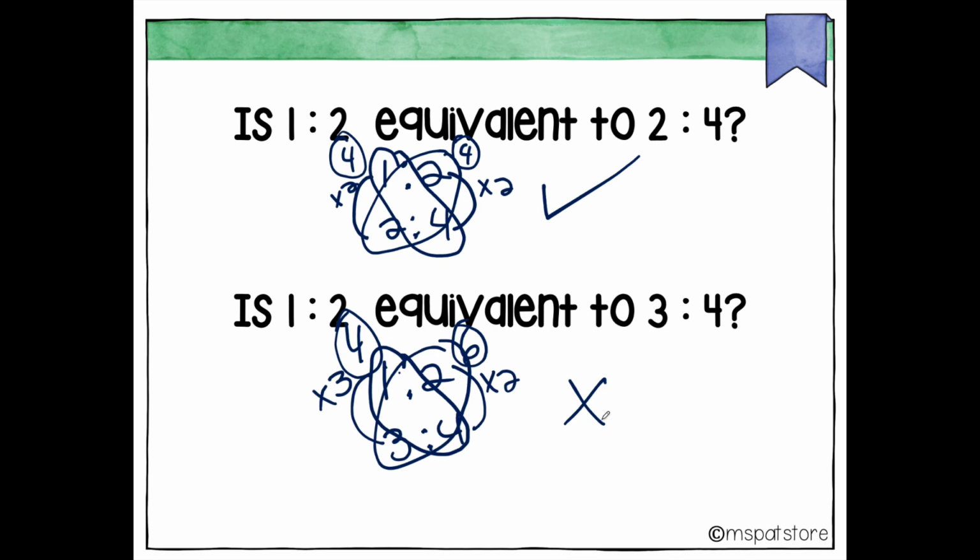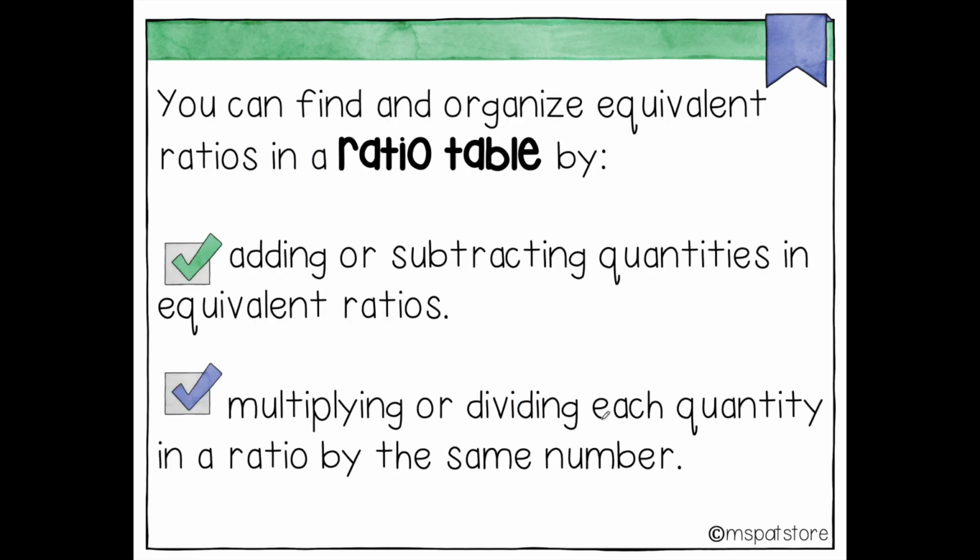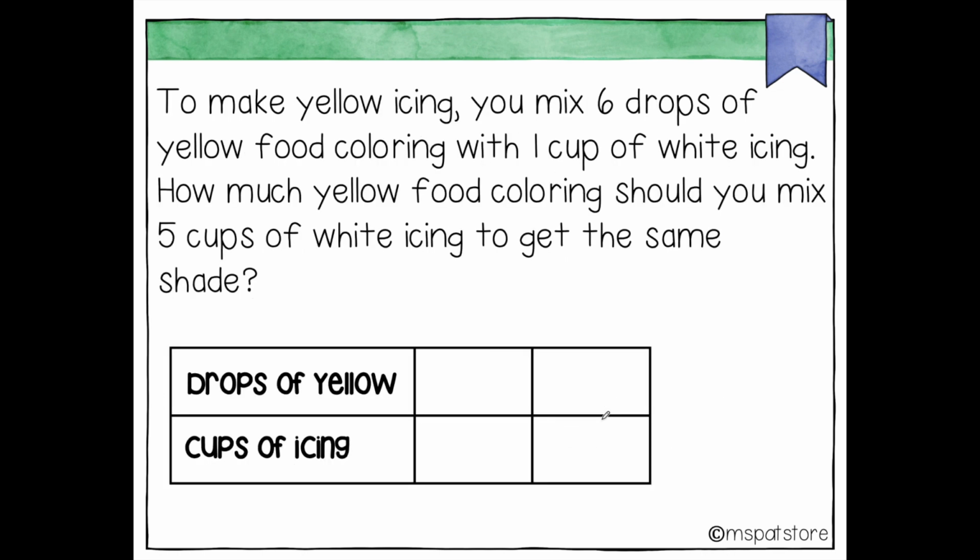But you might be wondering, why are you talking about equivalent ratios? Well, basically, because we organize equivalent ratios in a ratio table. We can do that by adding or subtracting quantities in an equivalent ratio, or multiplying or dividing each quantity in a ratio by the same number, just like we did before. Now, let's take a look at this example. To make yellow icing, you mix 6 drops of yellow food coloring.